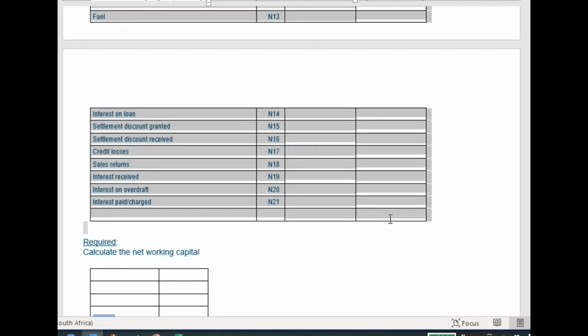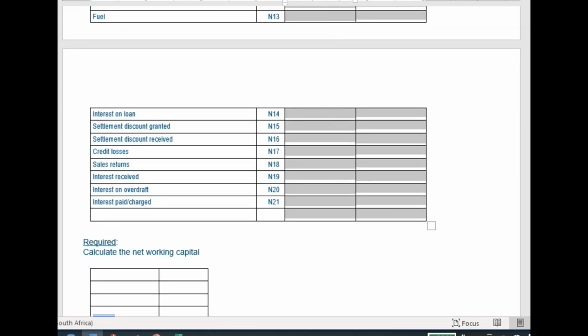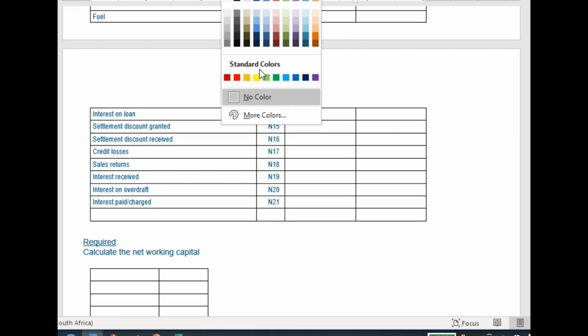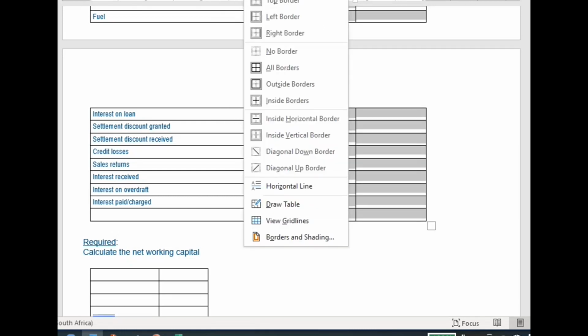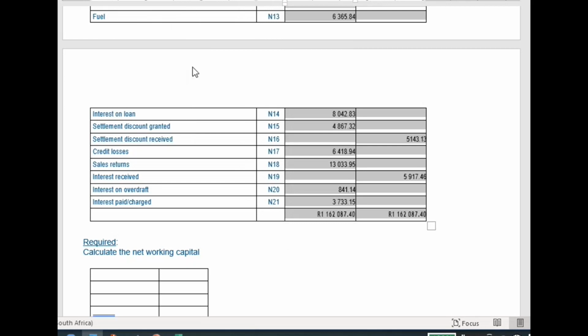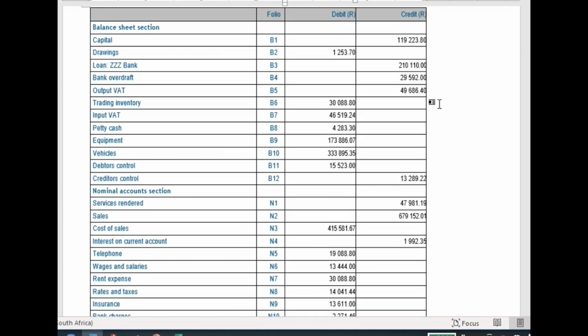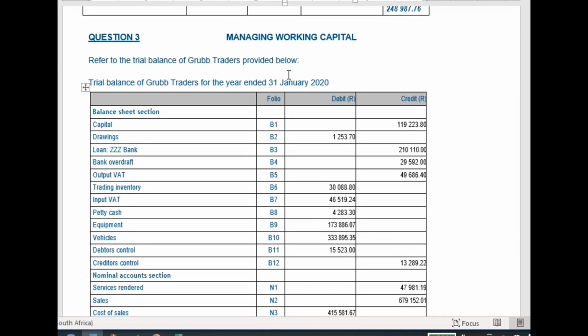I've just blacked them out for now. So let's go and put those amounts back. Okay, so those are the amounts that you were given in each case. Now let's think about it logically.